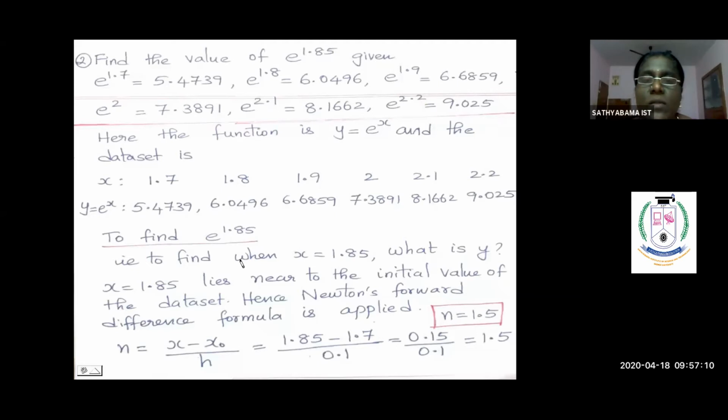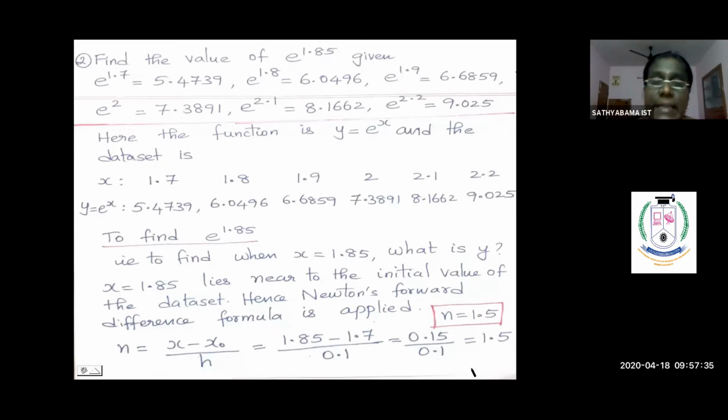I need to calculate e power 1.85 where e power 1.7 is given, e power 1.8 is given, e power 1.9 is given, e power 2, e power 2.1 and e power 2.2 are given. So for these given values, using this, I need to calculate e power 1.85. So how to do this?